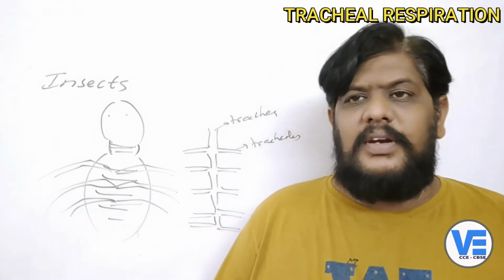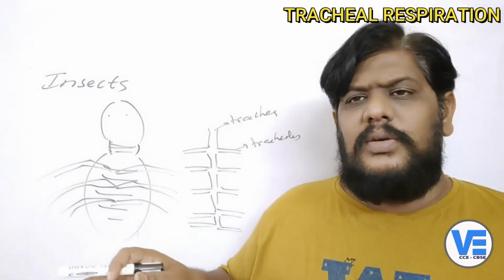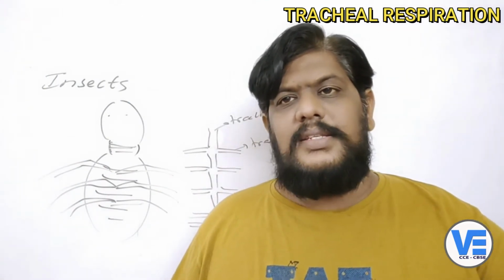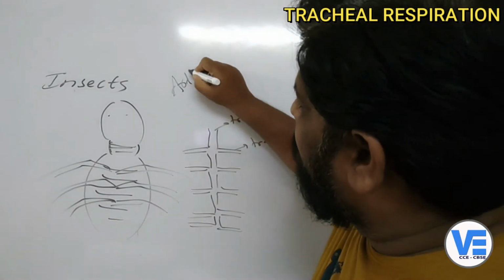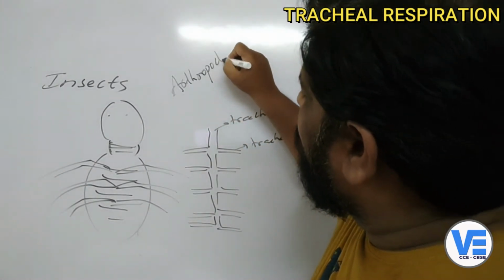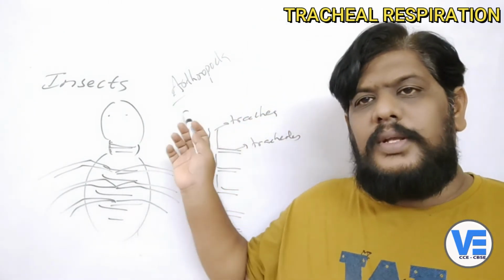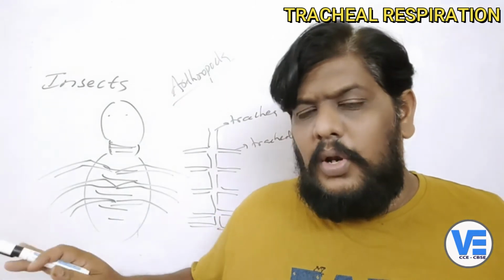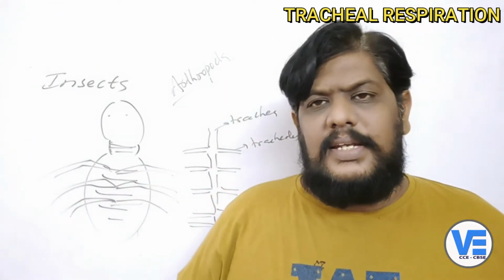Okay, now first of all we'll discuss the insects. In the insects, we'll take the cockroach. Cockroaches belong to the phylum called Arthropoda. Arthropoda in the sense of joint legs: Arthro means joint and poda means legs. So they belong to the phylum called Arthropoda. Basically all the insects belong to the Arthropoda.